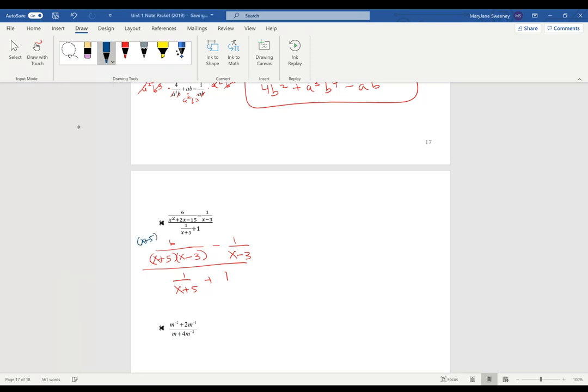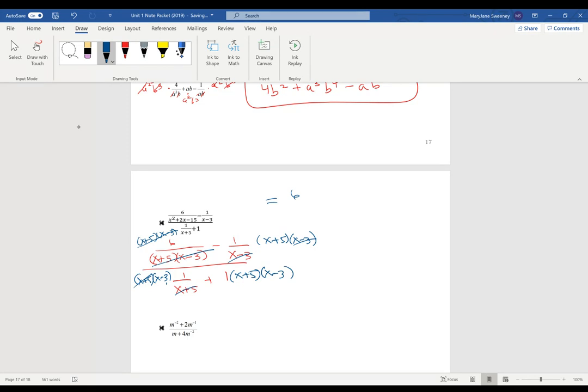Okay, so then we are going to think of everything multiplied through by x plus 5, x minus 3. So that all cancels. Those cancel. All right, so on the top we have 6.